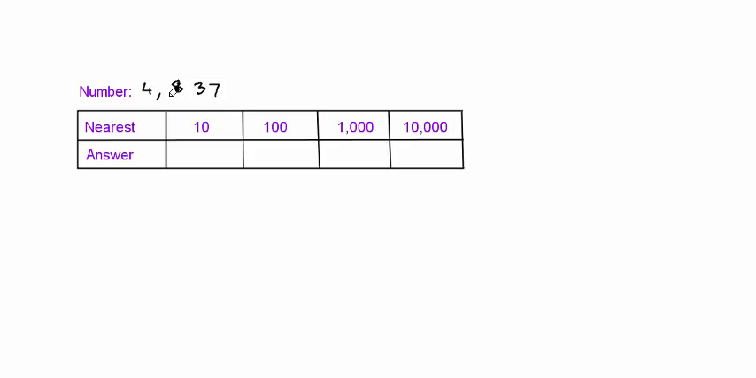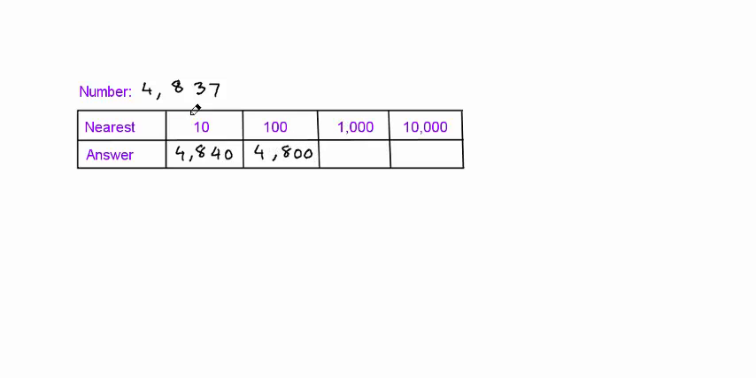And now this number, 4,837, is between 4,830 and 4,840. So the nearest 10, because this is a 7 out here, is 4,840, because it's closer to 40 than to 30. Similarly, to the nearest 100, this number is 837, obviously between 800 and 900, and because you have a 37 and that's closer to 800 than to 900, the nearest 100 for this number is 4,800.